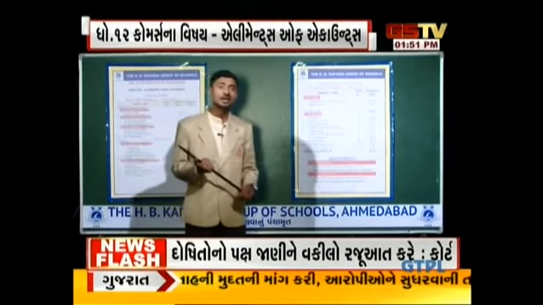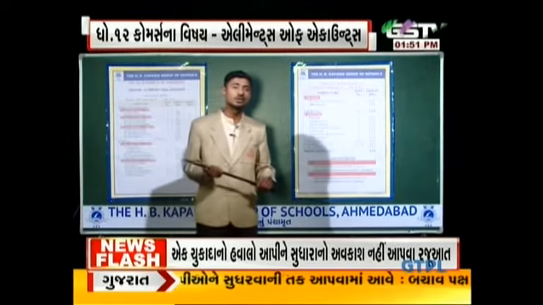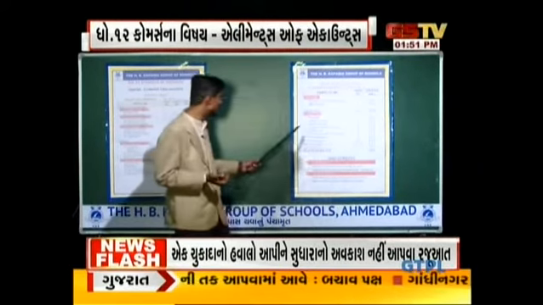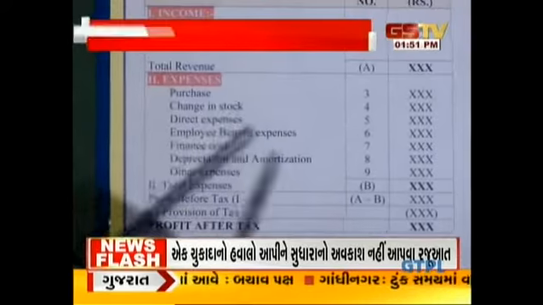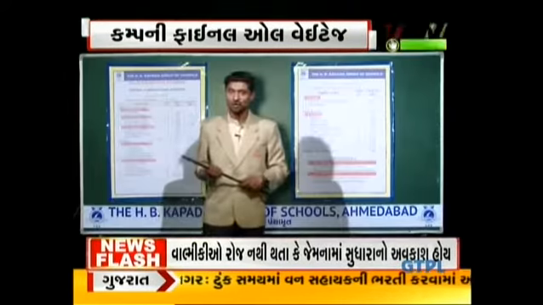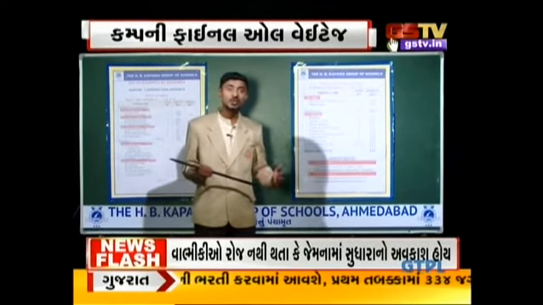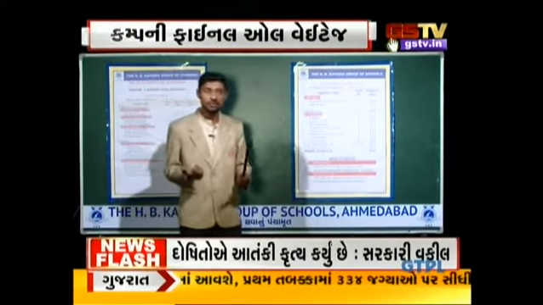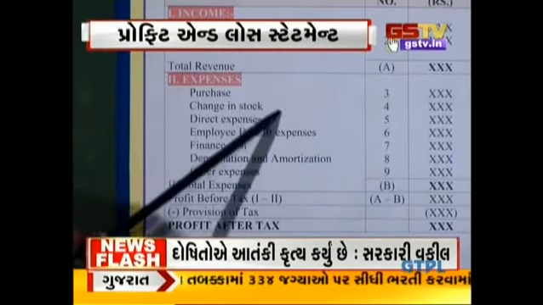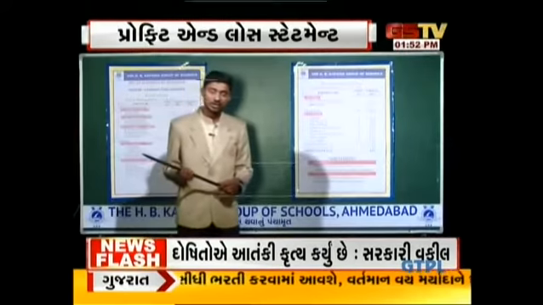But the thing is that opening stock was written on the debit side and closing stock was written on the credit side. Here we do not have a debit side or credit side. So instead of mentioning opening stock and closing stock, we have to take the change which has taken place during the year between these two stocks. So here the second heading is change in stock. From opening stock you have to deduct closing stock.